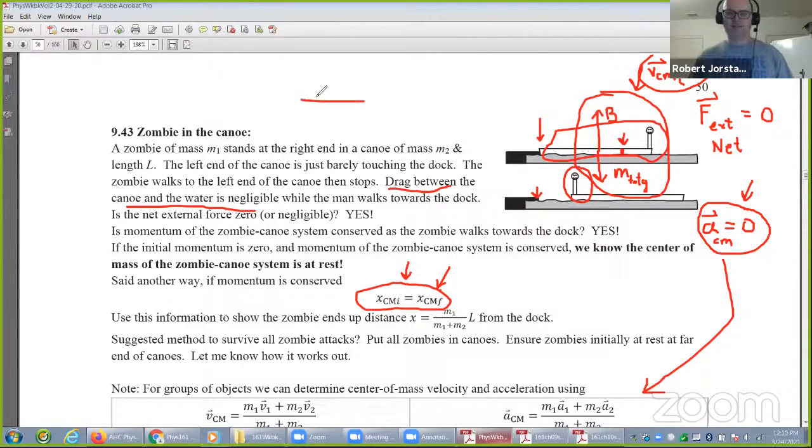As the zombie walks this way, the zombie has to exert a force on the canoe backwards. So the canoe, we'll just draw this as a block, is going to move that way. And again, this is conservation of momentum. Conservation of momentum and Newton's third law are essentially the same thing. If the zombie has momentum to the left, the canoe has momentum to the right. And so as a result, you get this weird scenario where the zombie walks to the end of the boat, but the end of the boat is no longer at the dock.